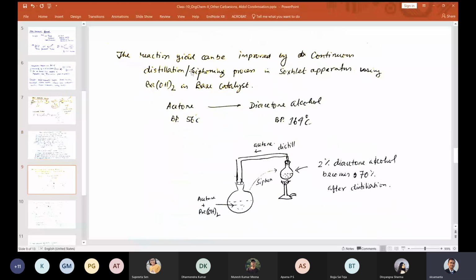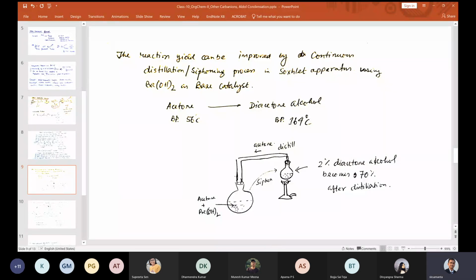What does distillation and siphoning process mean? Let's say this is your reaction flask. This is basically a technique. How do you improve the yield using this technique? Consider a round bottom flask, and here you take your starting material. What is your starting material? Acetone, and you need a base. We take barium hydroxide as the base here.